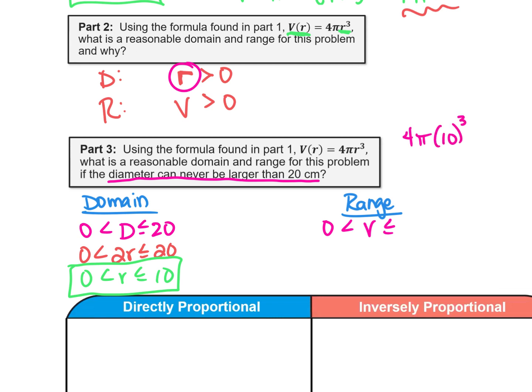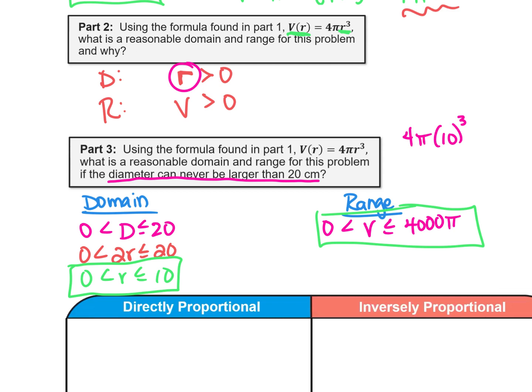What's 10 cubed? 1,000 times 4. We'll just call it 4,000 pi. Okay, just plug it in. All right, what's that largest X value or R value that you can plug in? Okay. So domain and range. Taking a formula, rewriting it, thinking about its domain and range in terms of a situation where it doesn't grow forever.